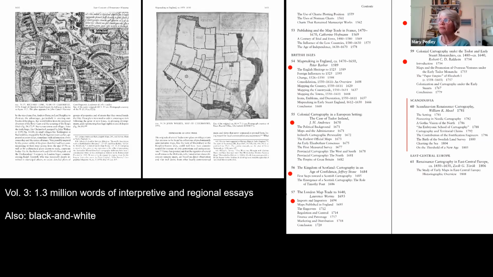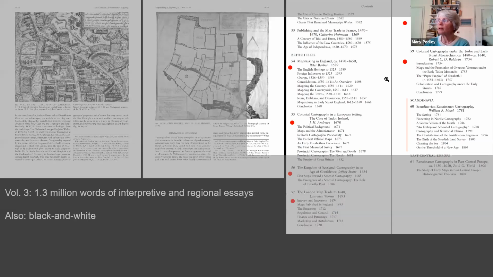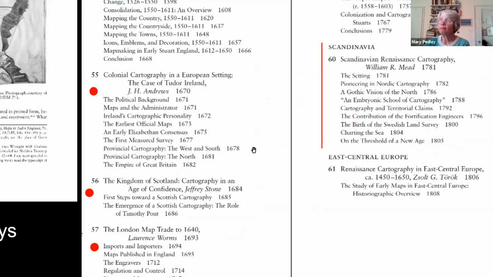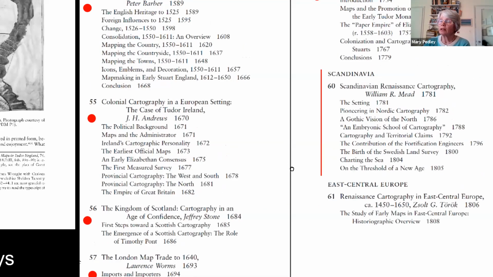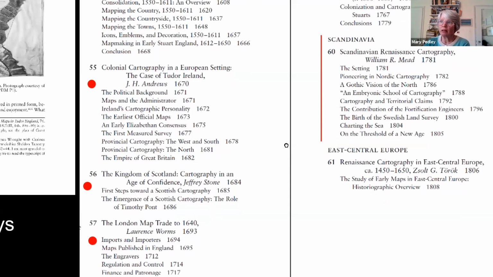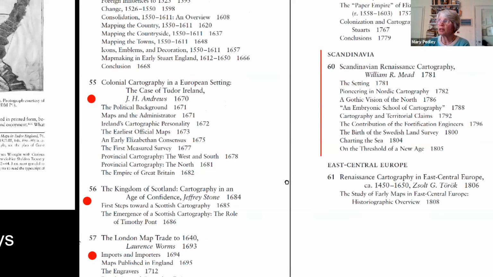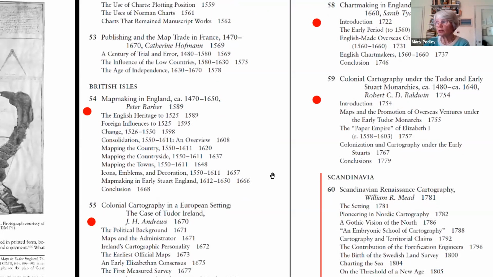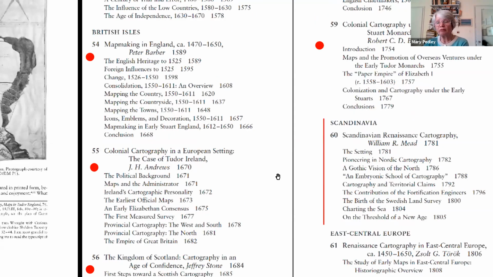To the right of this slide, I'll just zoom in a little bit here, you can see that if you look at how the British Isles was covered, it received 6 different essays that look at map making in the British Isles in the Renaissance. But when you got to Scandinavia, there was only 1 essay, when in fact we know that there was more map making activity that could have been covered by more than 1 essay.